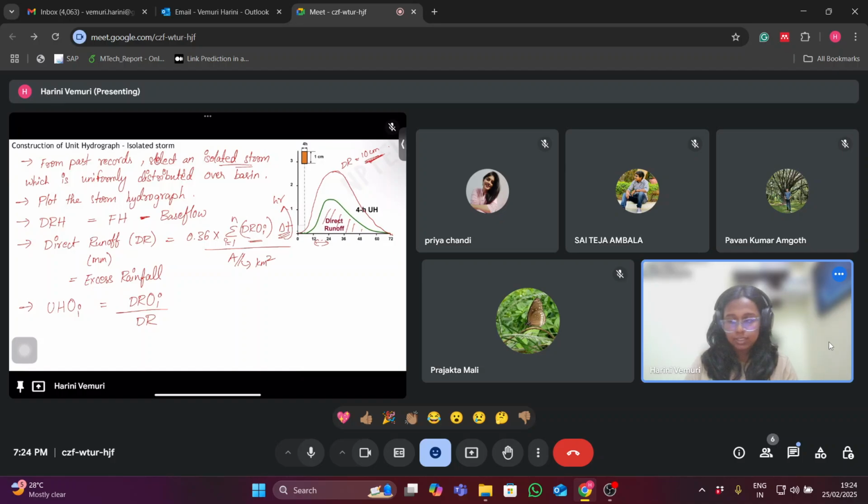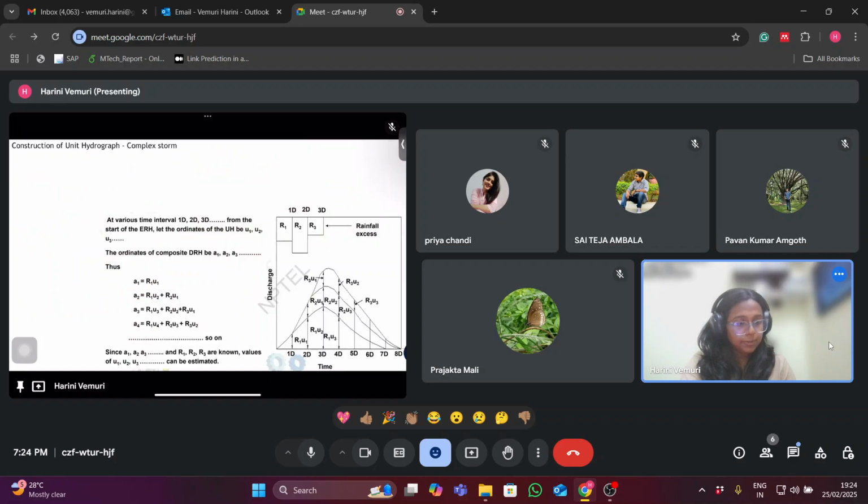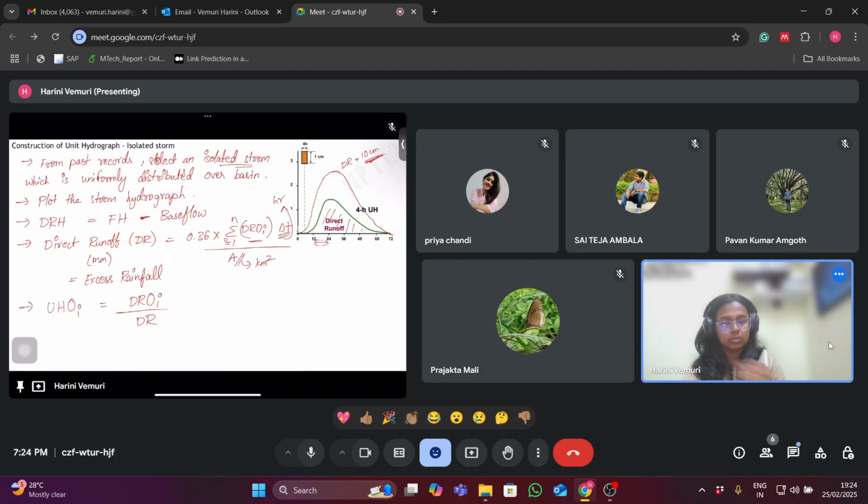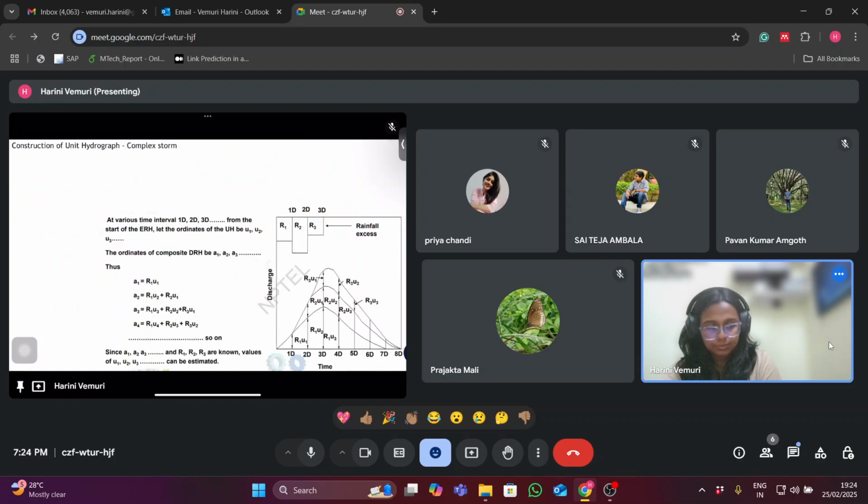So then we will see how to construct a unit hydrograph. So from flood hydrograph, now that if we have a unit hydrograph for a particular catchment, how do we construct a flood hydrograph? So, construction of flood hydrograph.